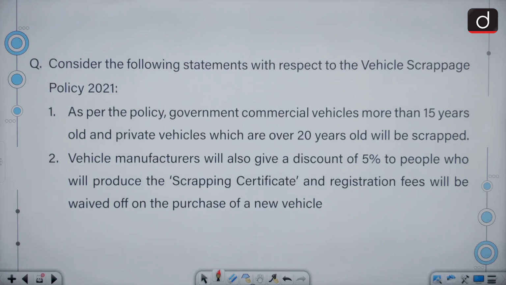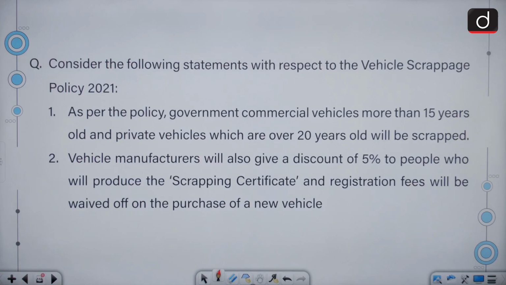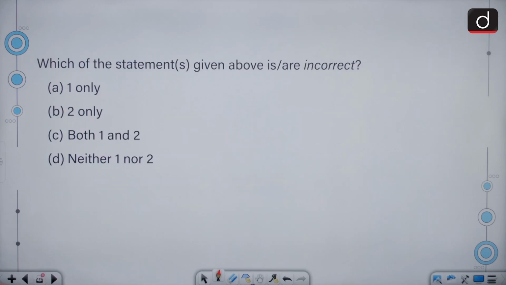Moving on, consider the following statements with respect to the Vehicle Scrappage Policy 2021. As per the policy, government commercial vehicles more than 15 years old and private vehicles which are over 20 years old will be scrapped. Vehicle manufacturers will also give a discount of 5% to people who will provide the scrapping certificate, and registration fees will be waived off on the purchase of new vehicle. We have to select the incorrect statement. Both are correct. The correct answer is option D.